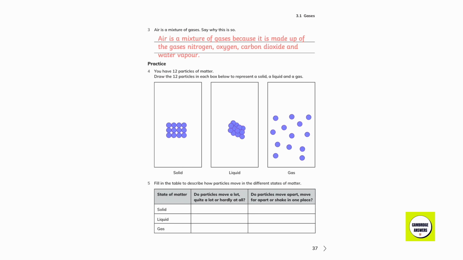Solid, liquid, gas. Fill in the table to describe how particles move in different states of matter. States of matter: do particles move a lot, quite a lot, or hardly at all? Do particles move apart, move far apart, or shake in one place? Solid. Hardly move at all, shake in one place. Liquid. Move quite a lot, move apart. Gas. Move a lot, move far apart.